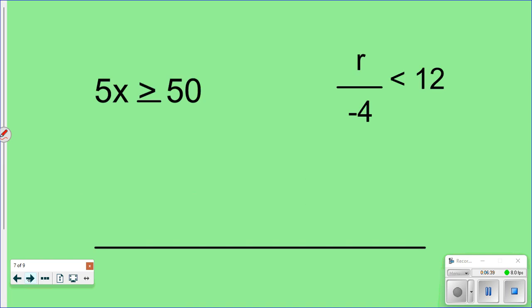Here's a few more. Most of these you could probably do in your head. This one, do I have to use my big rule? Nope, there's no negative with the number with the variable. Over here, do I have to use my big rule? Yes, because that 4 is negative with the variable. So just know when you have to use it and when you don't.